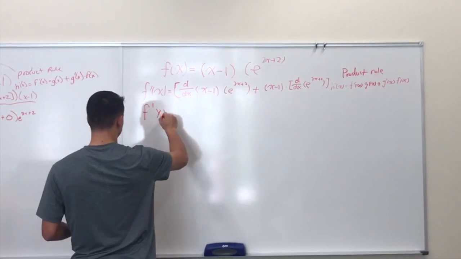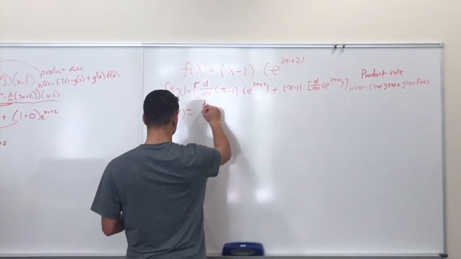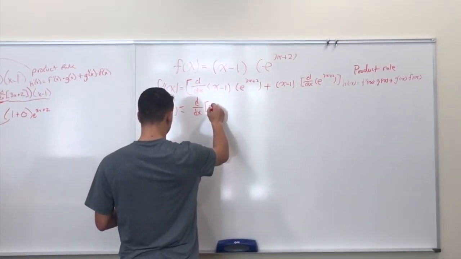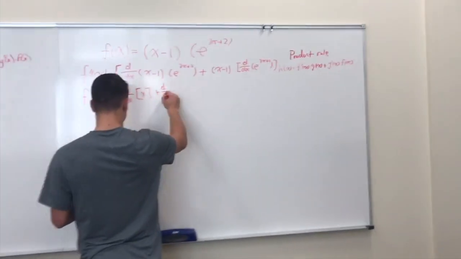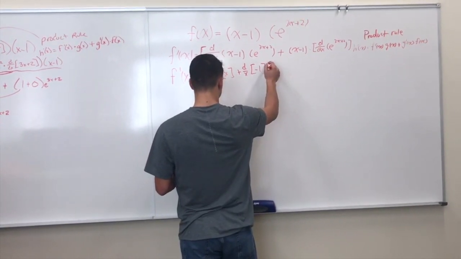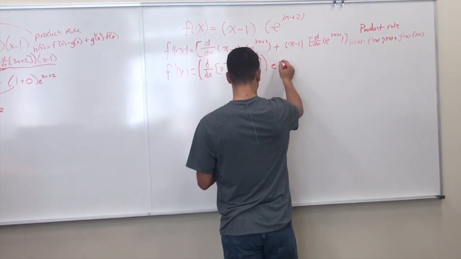So from there, we will take the derivative of the x from x minus 1 and add it to the derivative of the negative 1, times e to the 3x plus 2, all added to e to the 3x plus 2 times the derivative of 3x plus 2 times (x minus 1), which would be the chain rule.